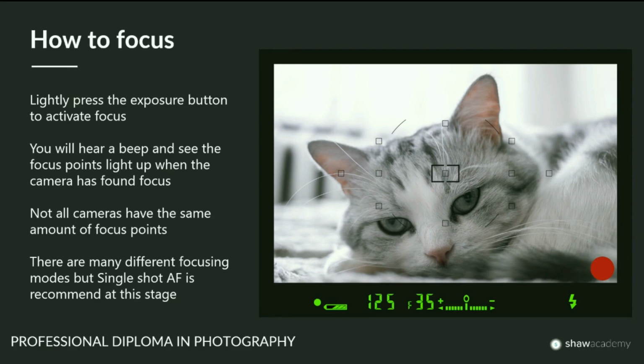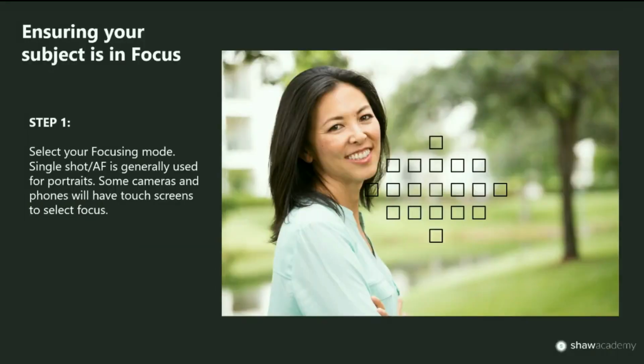So we want to ensure that our subject is always going to be in focus, and this is probably a little bit easier done when we're using something like central composition. Like here, our subject is very clear. But what about when we want to change our compositions a little bit? Well, let's have a look at an example. So, first of all, to ensure our subject is in focus, we need to select the correct focusing mode.